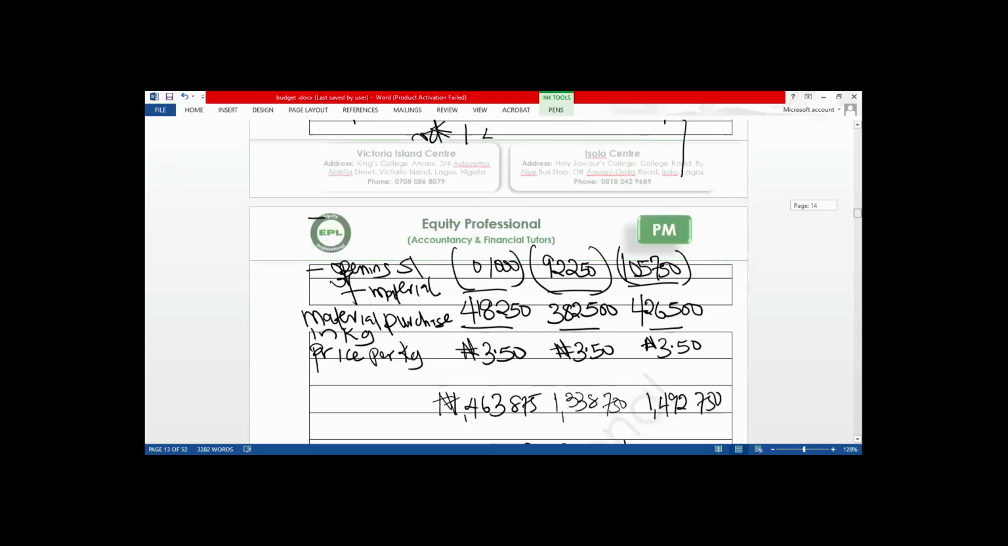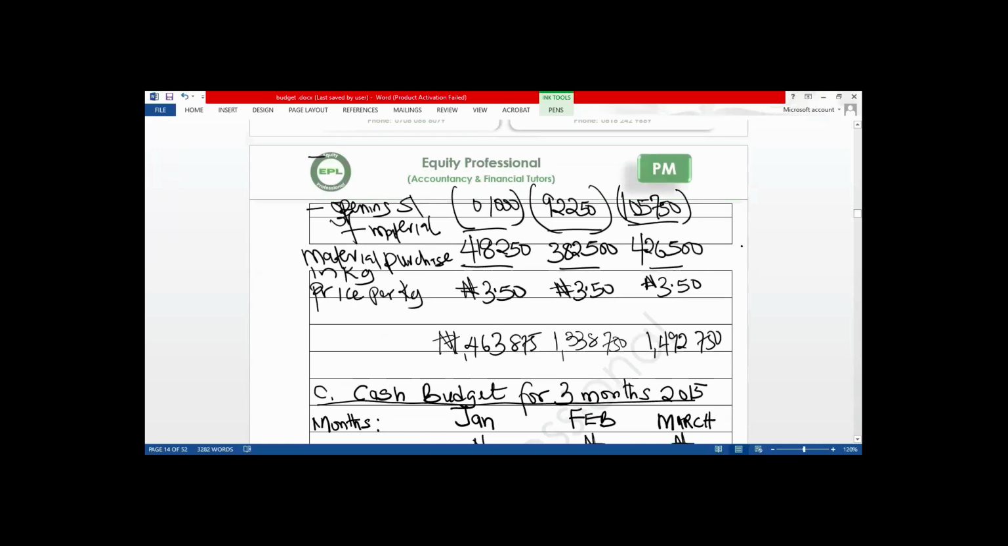Look at the raw material budget. We prepared this last week. This 1 million, we prepared this last week. Raw material purchase in January, the purchase cost is 1,463,875. February, look at the purchase cost. This is the value of material purchase.